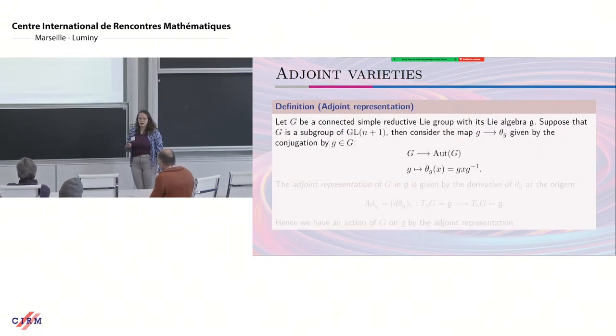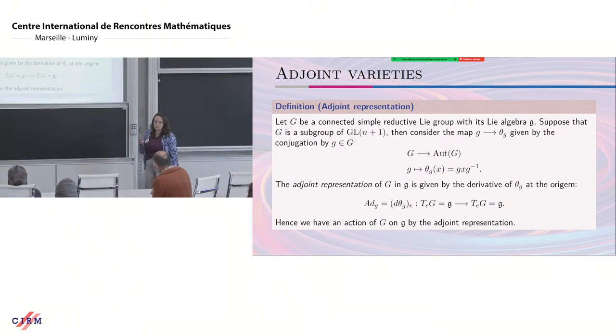Now I want to introduce a particular case of homogeneous varieties that I am interested in. I hope that afterwards I can explain why I'm interested in these varieties. To introduce them, I will define the adjoint representation. Let's consider G a connected simple reductive Lie group, and let g be its Lie algebra. We consider the map from G to the automorphisms of G by conjugation, theta_g, which takes x to g x g^{-1}. Then we define the adjoint representation of G on its Lie algebra, given by the derivative of this map theta_g at the origin.